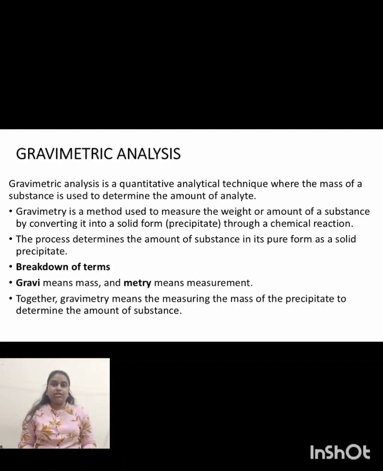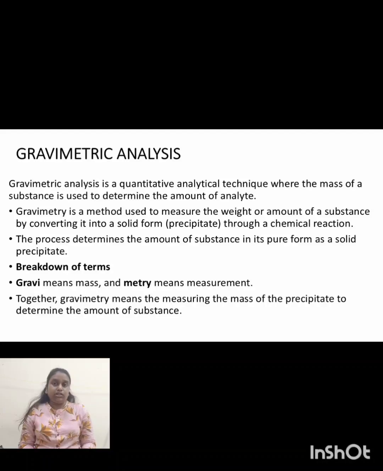Gravimetric analysis is a quantitative analytical technique where the mass of a substance is used to determine the amount of analyte. Gravimetry is a method used to measure the weight or amount of a substance by converting it into a solid form, a precipitate, through a chemical reaction. The process determines the amount of substance in its pure form as a solid precipitate.